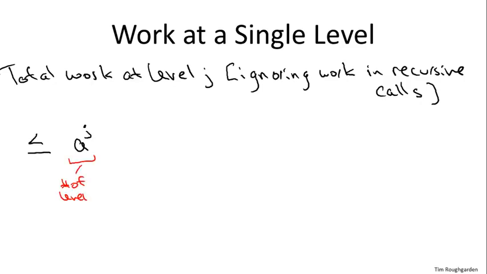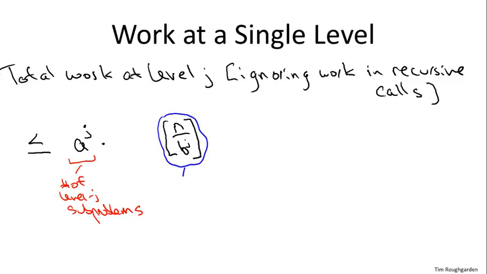To understand the amount of work done for each level j subproblem, let's do it in two parts. So first of all, let's focus on the size of the input for each level j subproblem. That's what we just identified in the previous quiz question. Since the input size is being decreased by a factor b each time, the size of each level j subproblem is n over b to the j.